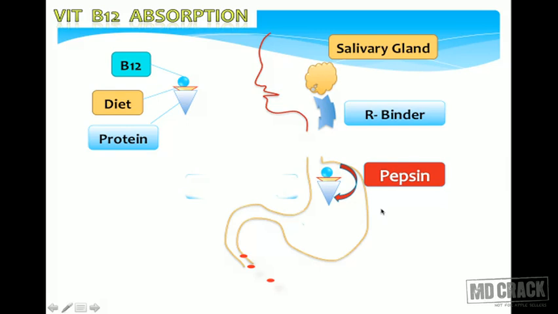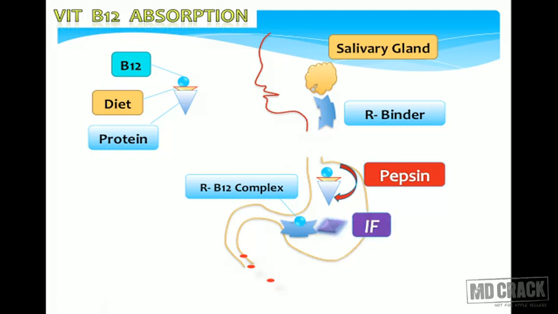The pepsin in the stomach breaks down the diet and frees the vitamin B12 from the protein-bound complex. Then the R binder binds it, and they form the so-called R-B12 complex in the stomach. The parietal cells secrete the intrinsic factor, but remember, intrinsic factor does not bind directly to vitamin B12 at this point. In the stomach, it is the R binder secreted by the salivary gland that binds to the B12 molecule present in the diet.